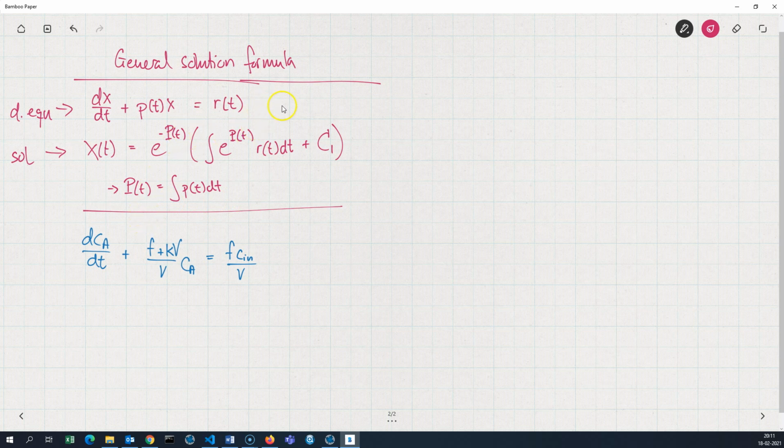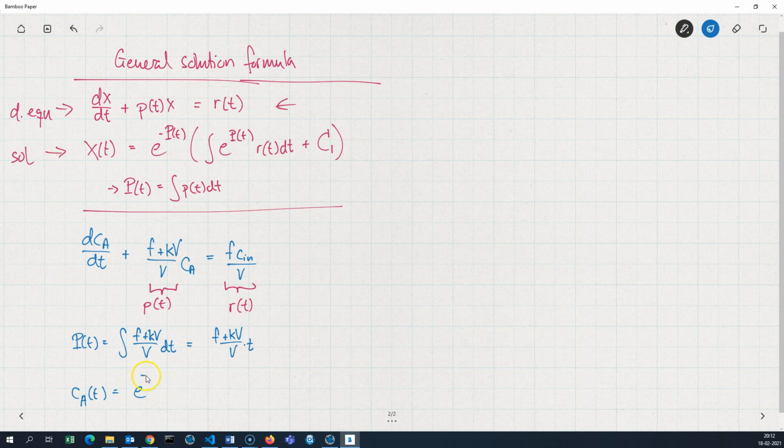So let's look at the actual differential equation we have. Here it is, and if you compare it to the general differential equation here, we can see that this is our P of t. It's not actually a function of t, but that doesn't matter. And this over here is our R of t. And the function that we were looking for, x, is now CA. So the first thing we have to do is to find capital P of t. Capital P of t is the integral of P of t, which is (f plus kv) divided by v. That's a quite easy integral because this is just a constant. So what we're going to get is (f plus kv) by v times t.